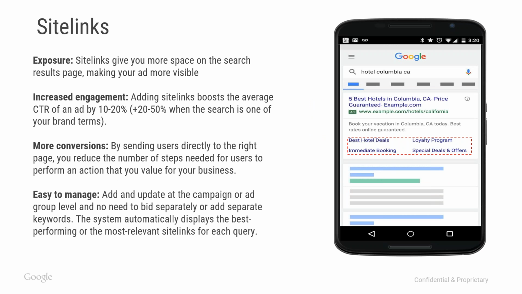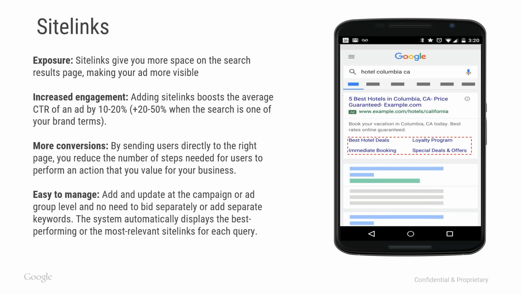So there are a lot of extensions that we have, but we will discuss the most popular ones, some of the common ones used by advertisers. The first one is site links. In the image on the right-hand side, you see the links for hotel deals, immediate booking, deals, and offers.